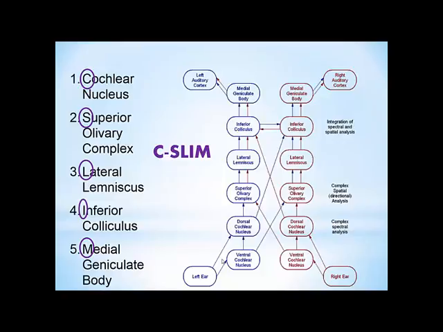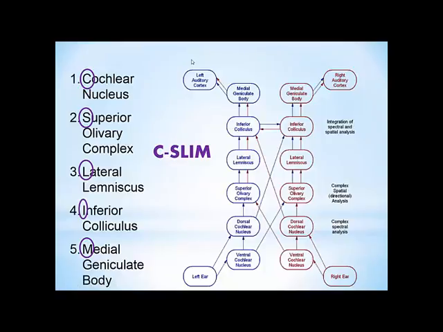If you don't already know the CSLIM acronym, I suggest you get familiar with it. It's a nice, easy way to remember all of the central auditory structures. You've got the C from cochlear nucleus, and here are the two cochlear nucleus stops. You've got the S from superior olivary complex, the L from lateral lemniscus, the I from inferior colliculus, the M from medial geniculate body, and then the last stop is the auditory cortex part in the brain.